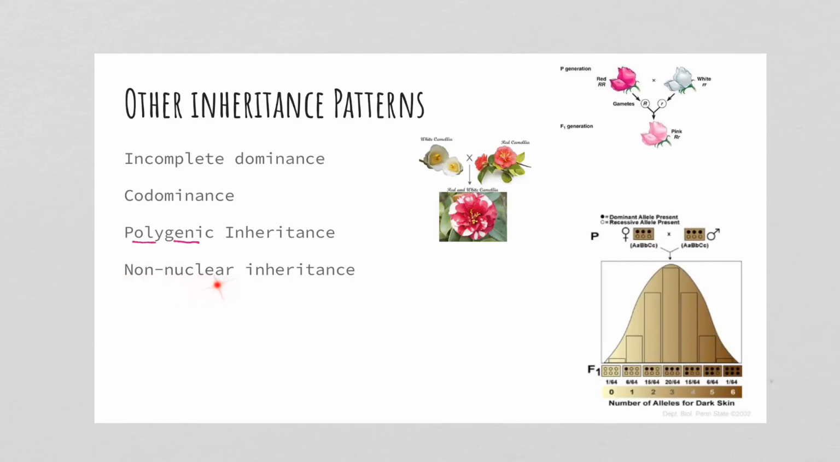Lastly, there's non-nuclear inheritance. Hopefully you guys remember the endosymbiotic theory, how the mitochondria was at one point a bacterial organism that got picked up by another single-celled organism, and they had a symbiotic relationship, and now we all have mitochondria that have their own DNA and their own ribosomes. But mitochondria is also passed on through the mother only.